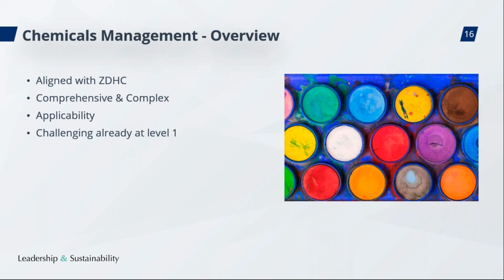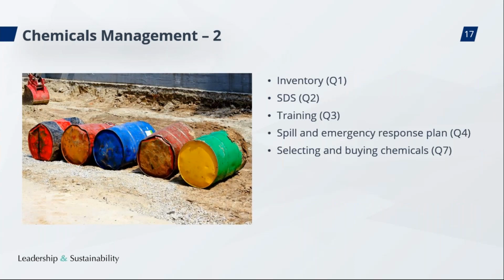There are applicability questions, which means that, for example, garment factories that don't use a lot of chemicals will have much fewer questions to respond to than, for example, dye houses. And the chemical section is actually already at level 1, very challenging. The first question asks for a chemical inventory.